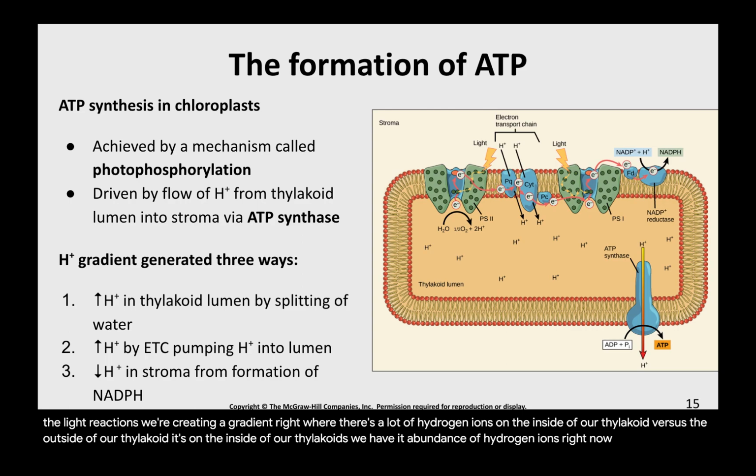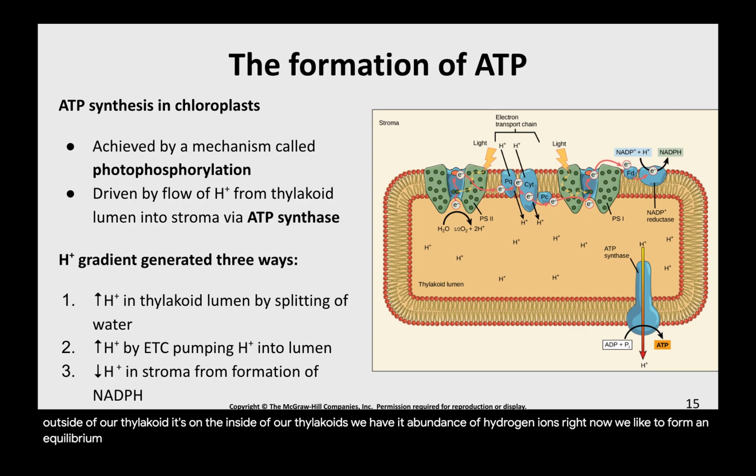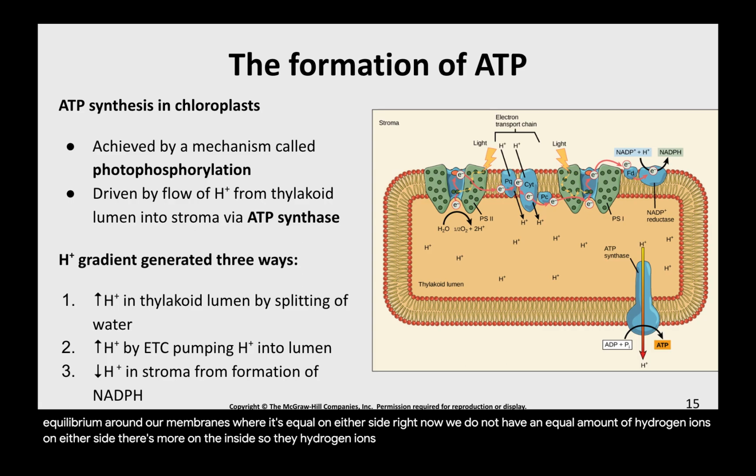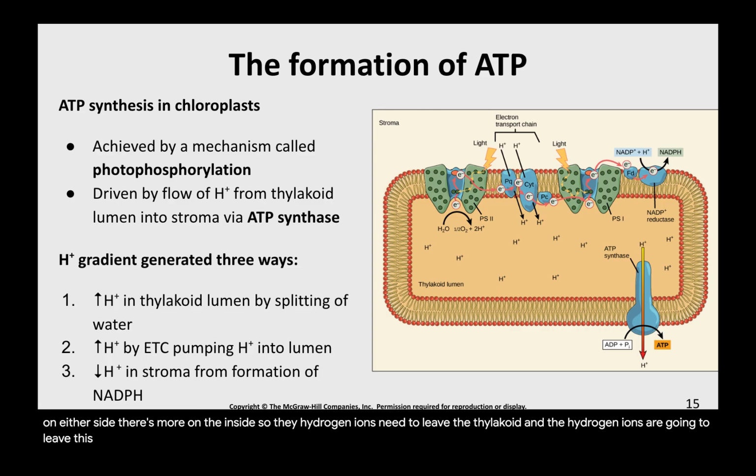Now, we like to form an equilibrium around our membranes where it's equal on either side. Right now, we do not have an equal amount of hydrogen ions on either side. There's more on the inside. So the hydrogen ions need to leave the thylakoid, and they are going to leave this thylakoid using this molecule called ATP synthase.